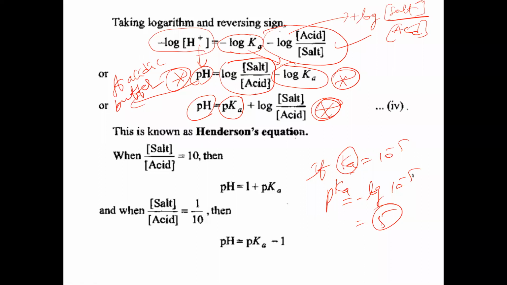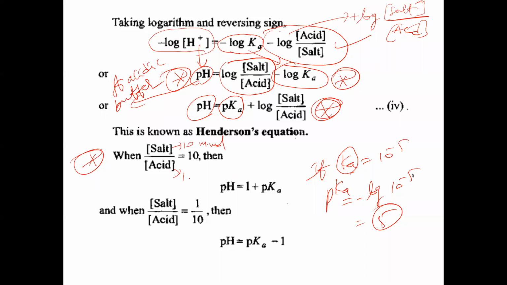So it is about Henderson's equation for acidic buffer. This equation is known as Henderson's equation. And this point is very important to note: when the ratio of concentration of salt to concentration of acid is equal to 10, suppose it is 10 millimoles of salt and 1 millimole of acid.